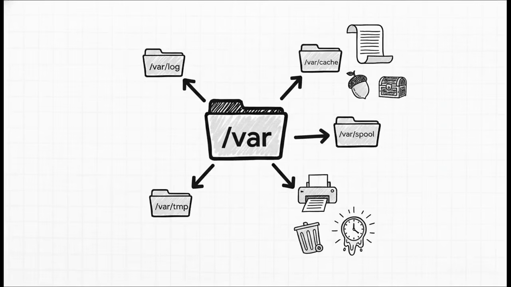For example, system log files are constantly getting bigger, so they live in var/log. When you print something, it might sit in a queue in var/spool for a little bit. This separation of static data from variable data is just crucial for system management, for backups, and for overall stability.